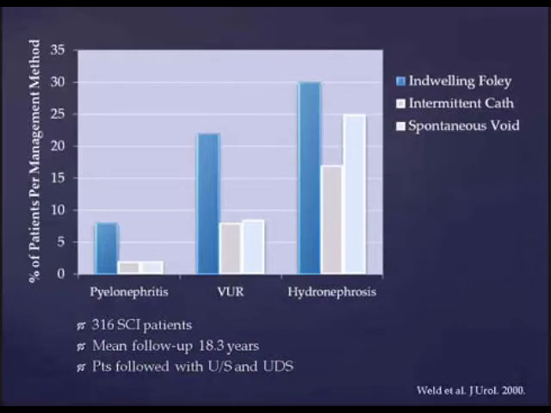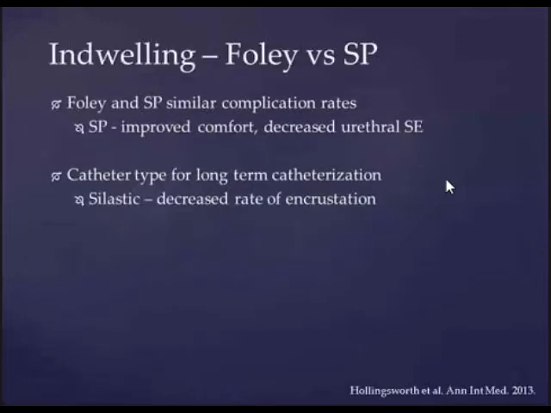So if you look at the actual data on that, indwelling Foleys in blue, you can see that many more patients with indwelling Foleys get pyelonephritis, vesicoureteral reflux, and hydronephrosis. If you look at intermittent catheter, which is the middle one, you can see that shows improvement almost across the board from spontaneous voiding. So really and truly, for these people, that is the safest way to treat things.